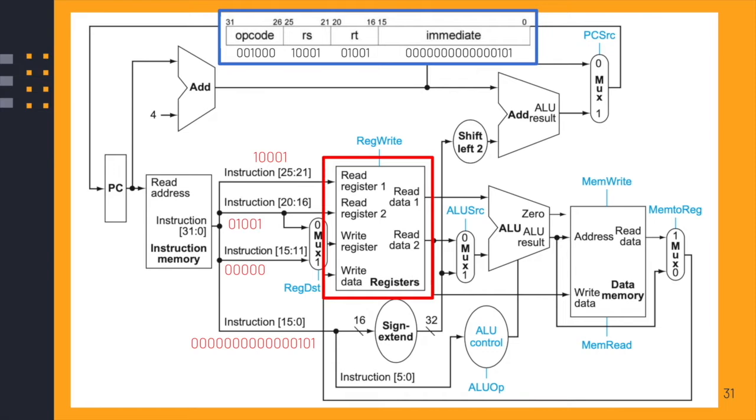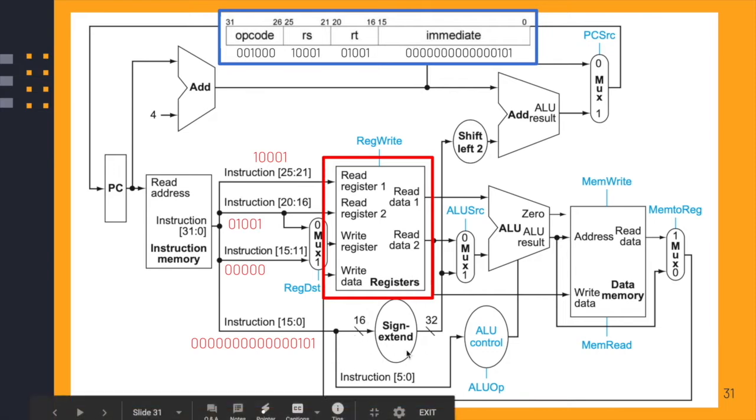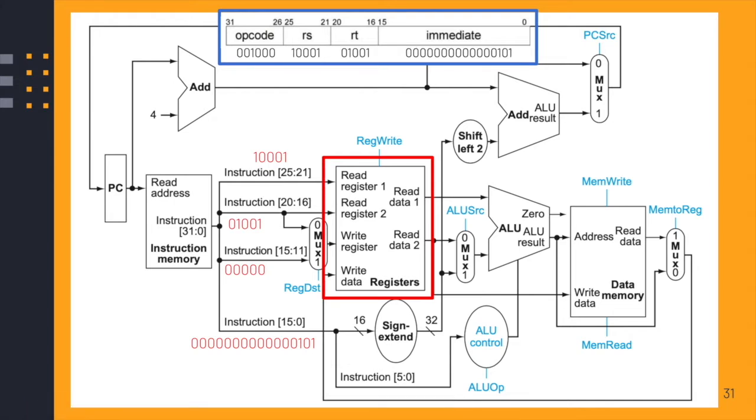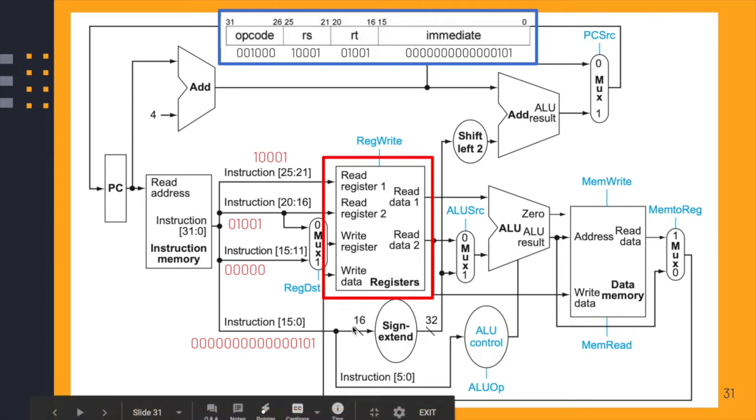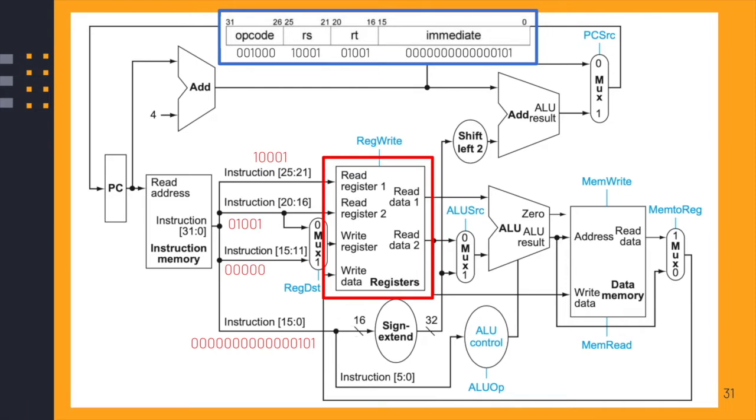But if it is a sign extend module like the one we have in the data path, it will extend by 1 if it's a negative number or by 0 if it is a positive number. It checks the most significant bit of the 16-bit value. If it is 1, it will add 16 ones to the left. If it is 0, it will add 16 zeros to the left.